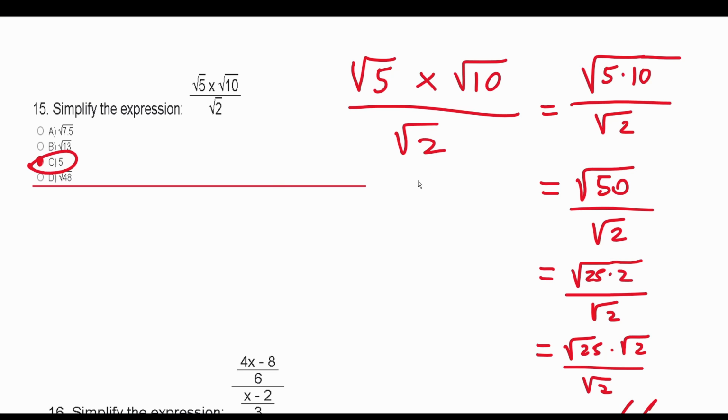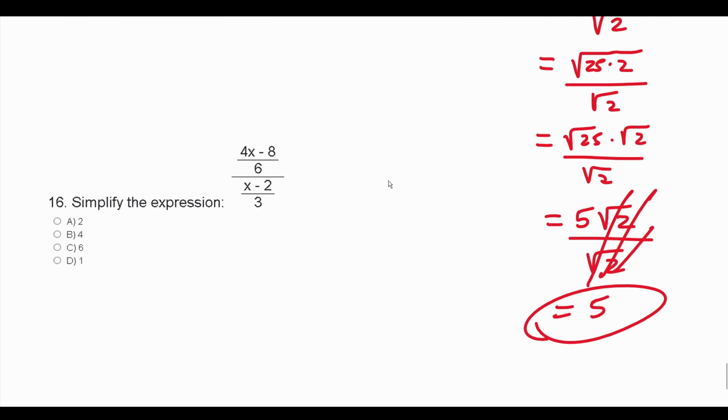Got to know your properties of radicals to simplify them, and they're not that hard. When you have two multiplied by each other, you can combine them, and then you can work on simplifying them such that you get a whole number and can cross out a corresponding radical in the denominator. So that was the key to this one.